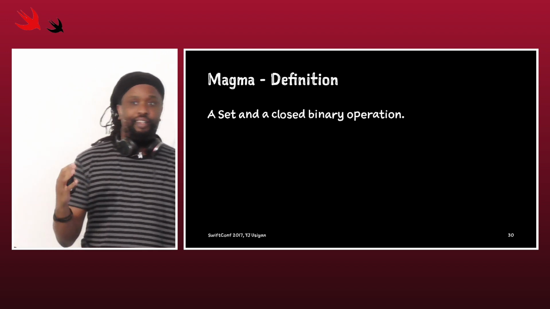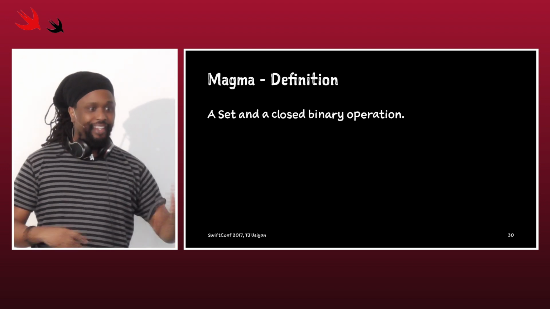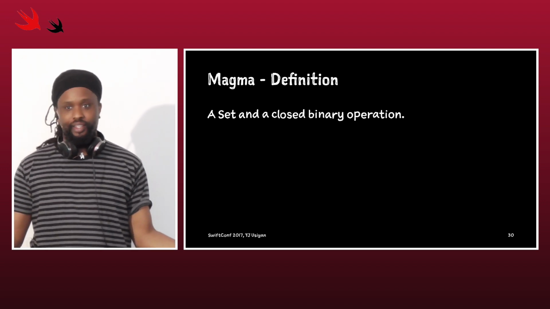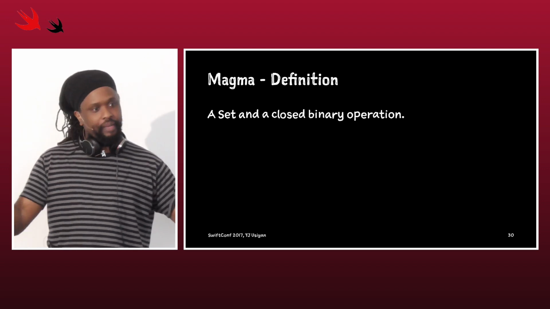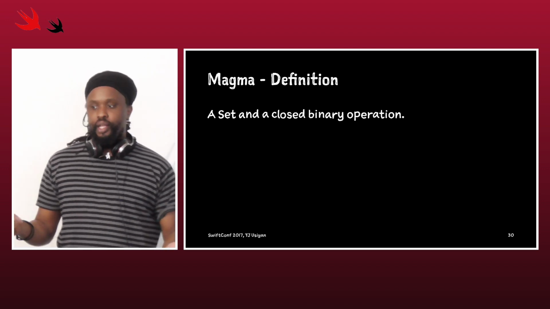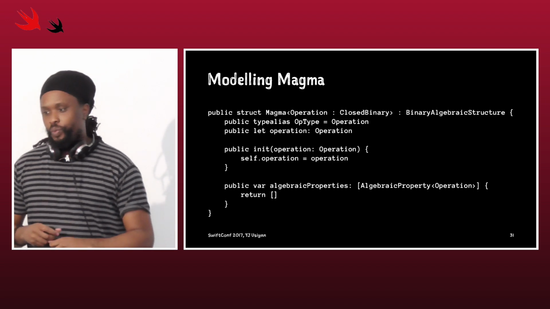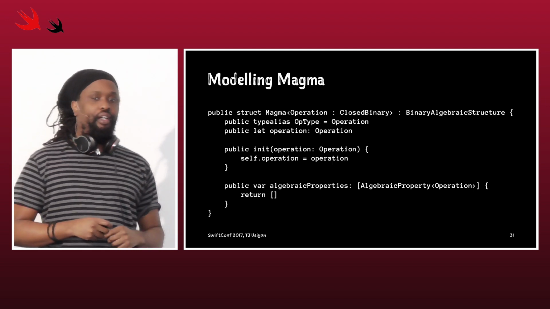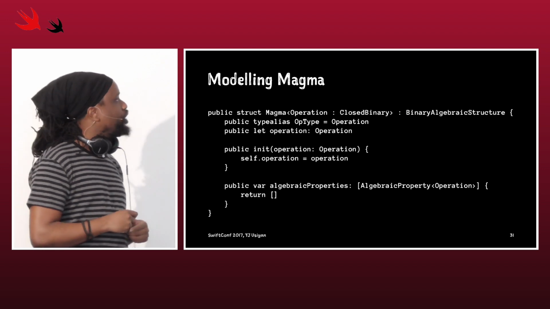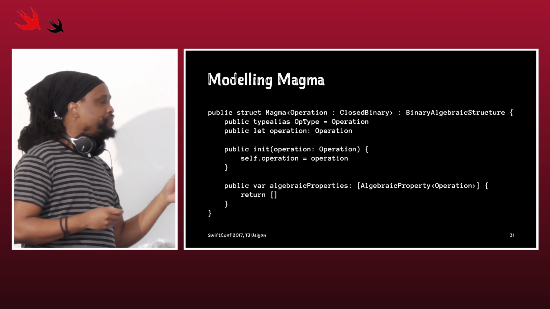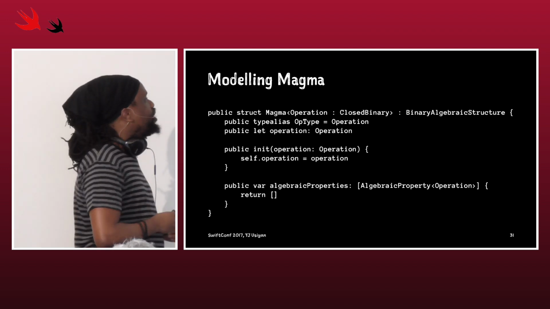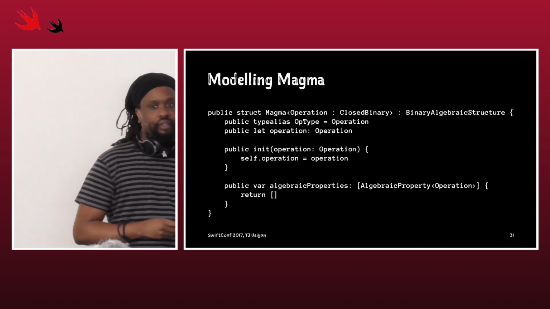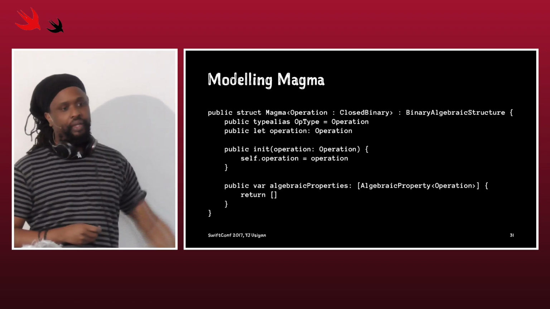So let's get back to the definition of magma, a set and a closed binary operation. We can kind of prove this now. Like, we have some idea of what code we need to write to prove this. Now, again, this looks like a whole bunch of code, but op type is just a type alias for operation. Operation is just an operation. And then I accept an operation. This is all we care about.